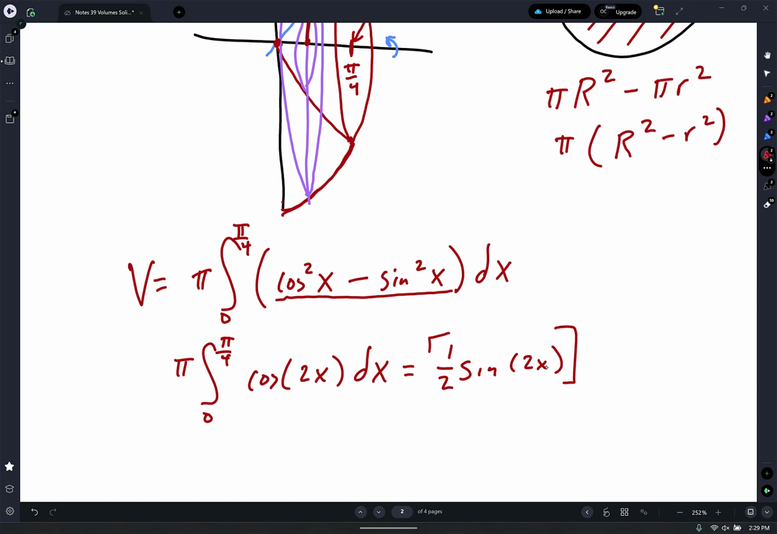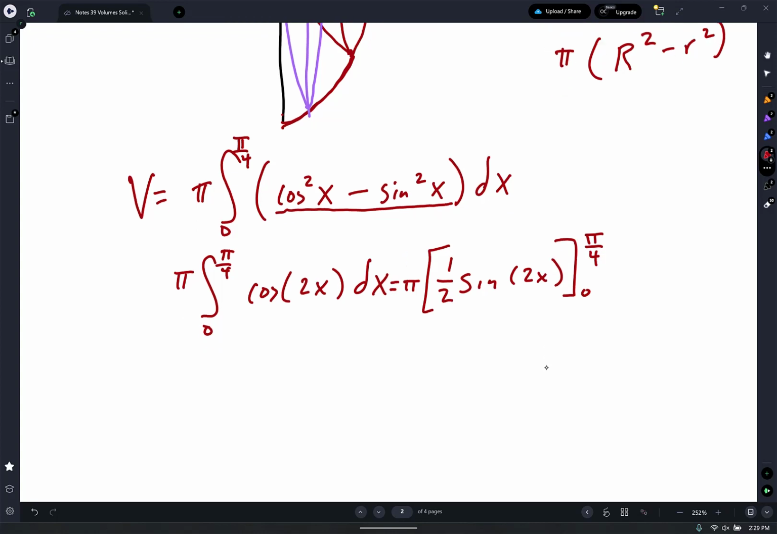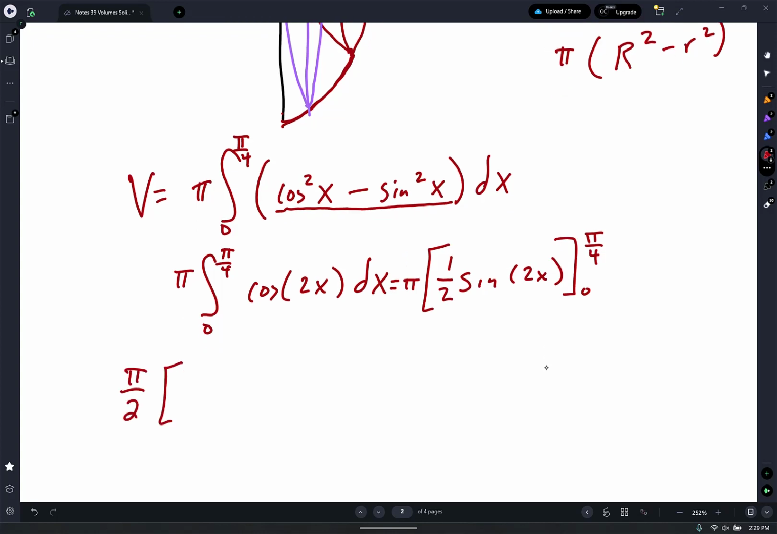And I'm evaluating this from 0. Oh, there's still a pi on the outside, so don't forget your pi. Let me put the equal sign and pi here, and I'm evaluating this from 0 to pi over 4. I recommend you take that half out. You can leave it in if you want, but I recommend you take it out. Pi over 2, bracket, sine of 2 times pi over 4, which turns to pi over 2, minus sine of 0.